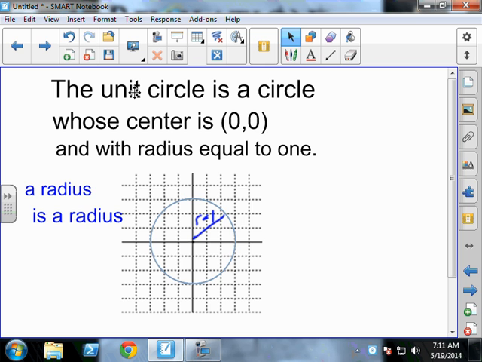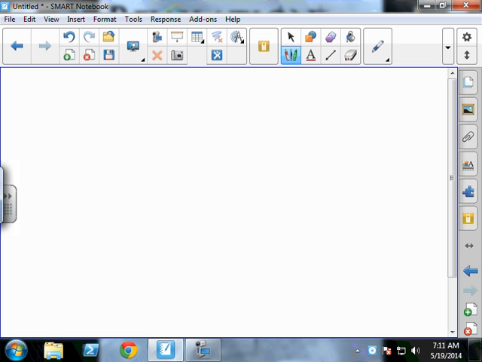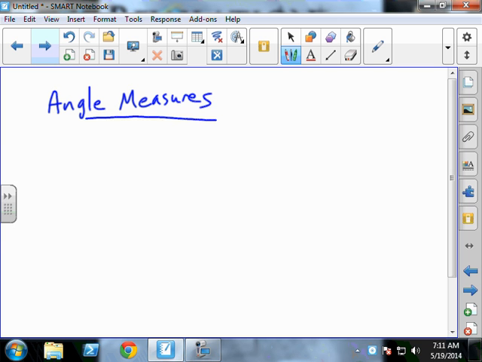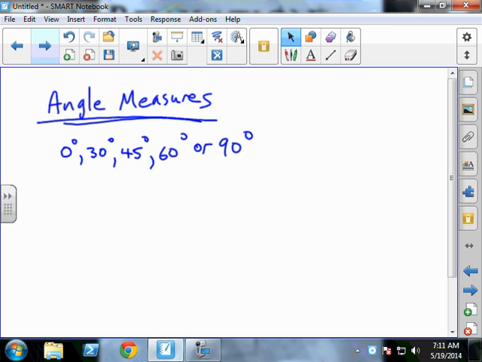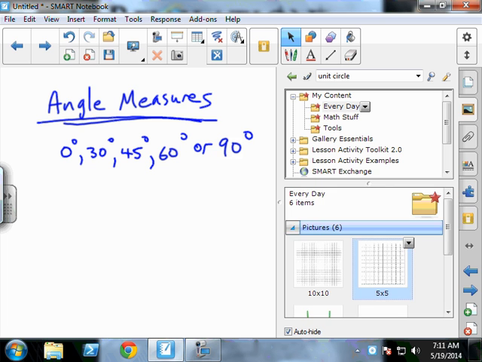But first of all, on the unit circle, there are all kinds of angle measures. And all the angle measures on the unit circle are either 0-degree angles, 30-degree angles, 45-degree angles, 60-degree angles, or 90-degree angles. So if you understand what each one of those angle measures is, the unit circle is a piece of cake. Well, you might say there's a lot more than just that. Well, there are, but they're all relatives of those.